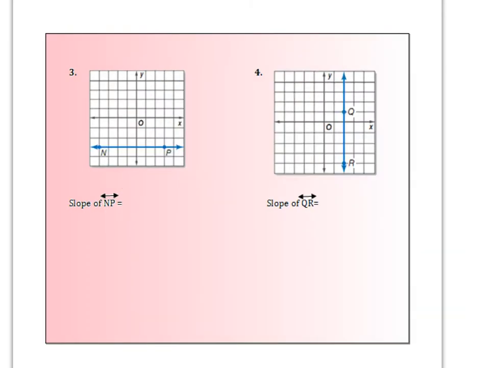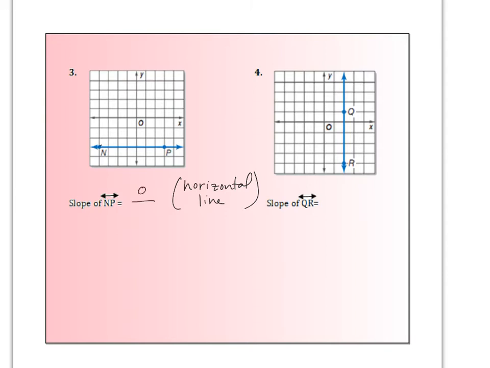In number 3, I would describe line NP as a horizontal line. So I'm just going to write that also. This is a horizontal line. And if you're trying to find the slope, think about the counting method. As you think about your rise over run, how much does it rise as you go from N to P? Well, it doesn't rise at all, so 0.